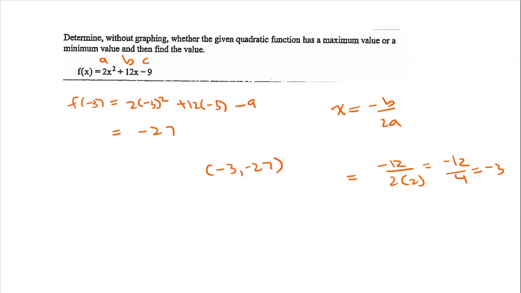And so we have to determine whether this is a maximum or a minimum. Well, we look at our leading term here, which is positive, right? It's a positive 2, so that means we have a happy parabola. So that means we have a minimum at negative 3, negative 27.